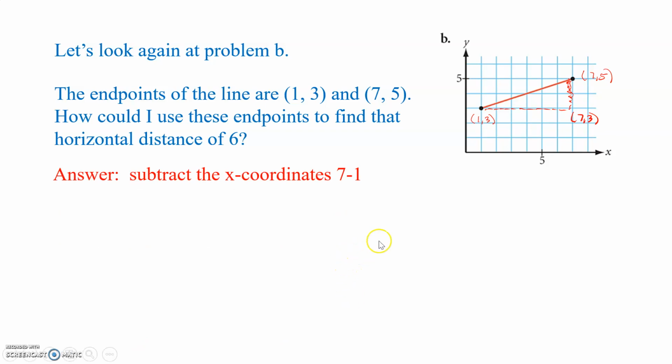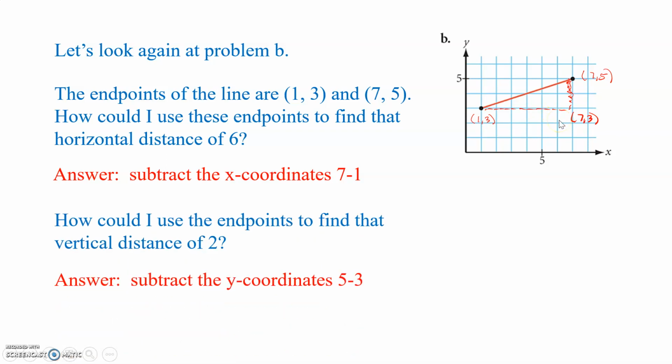So if I want to know this horizontal distance when I make this right triangle, the horizontal distance here, if this is at 1, 3, and this is going over to 7 and then up 3, the distance would be 7 minus 1, and that would tell me that that side is 6.